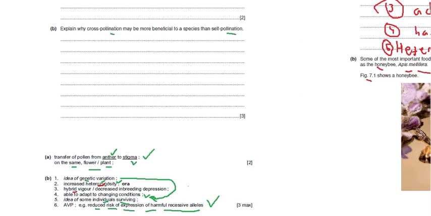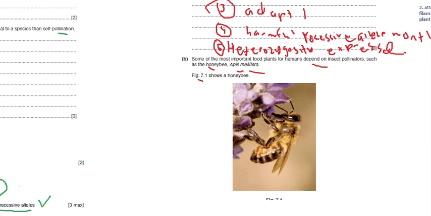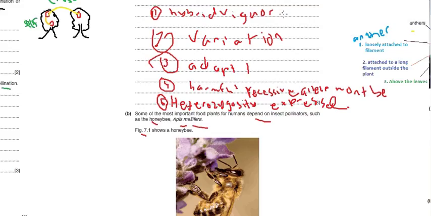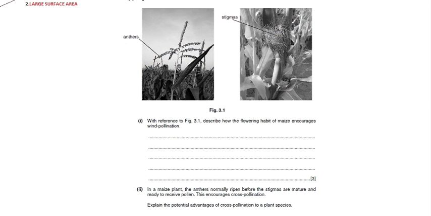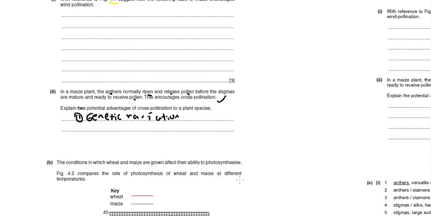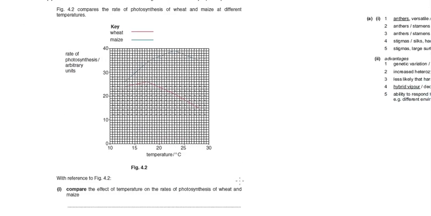Not here. Here we have hybrid vigor, variation, adapt to the environment more precisely. Harmful recessive allele won't be expressed, and then heterozygosity, okay. So hope we remember that. And the next question is an interesting one.